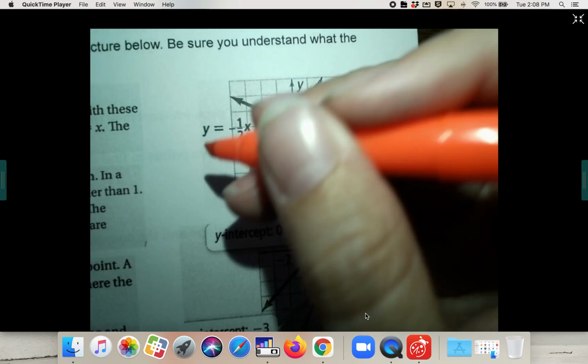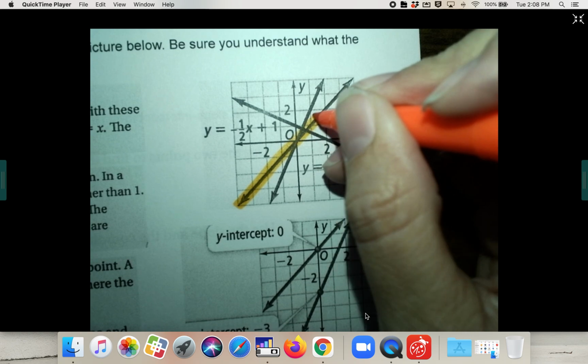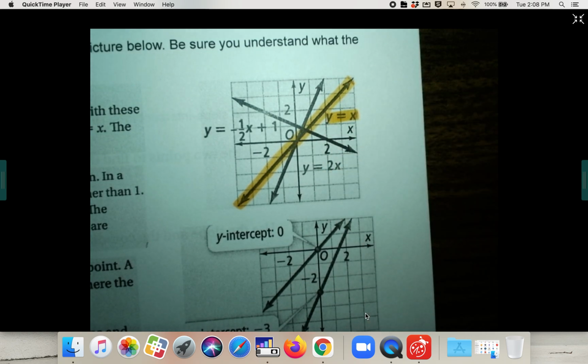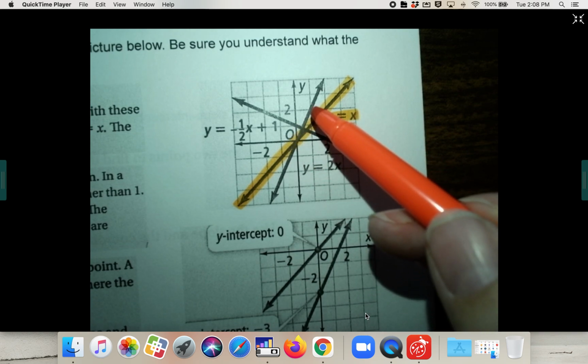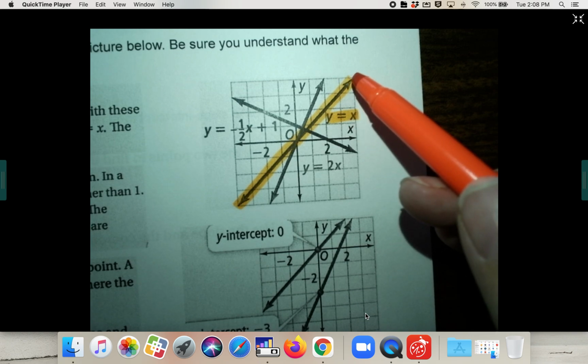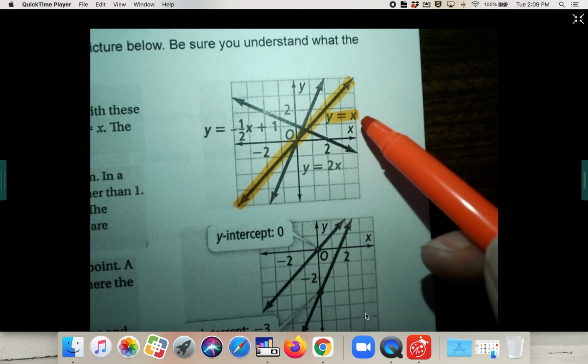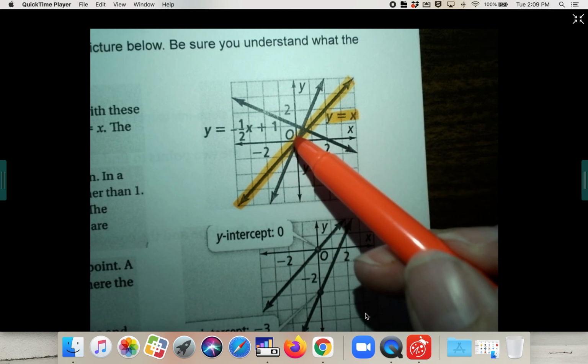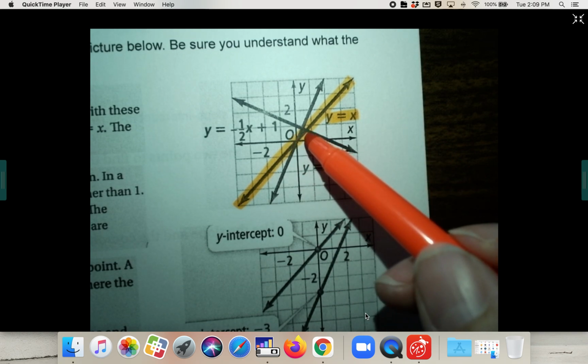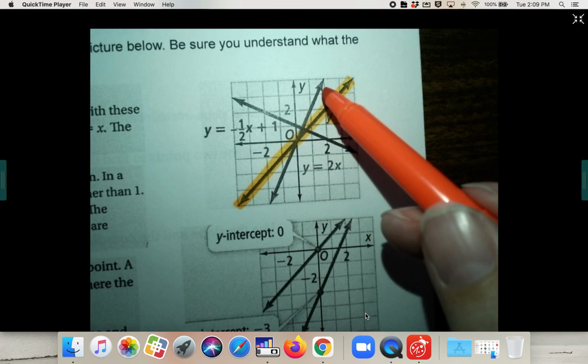Y equals x is this line. And here's the equation for it, y equals x. What that means is the slope is 1. It's a hidden invisible 1 in front of x. So it's up 1 over 1, up 1 over 1, forever. And it has nothing after the x. So the y-intercept is 0. So that means it goes through the origin, and its slope is up 1 over 1.